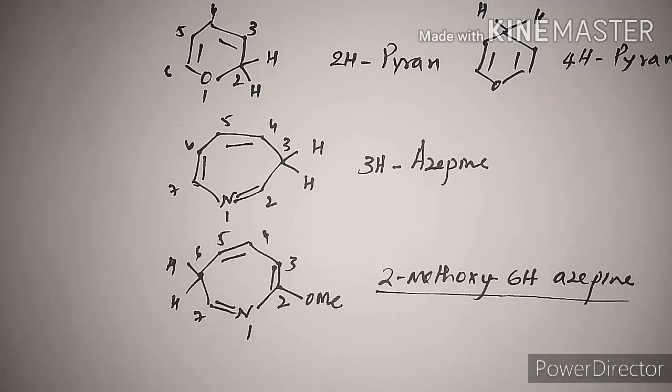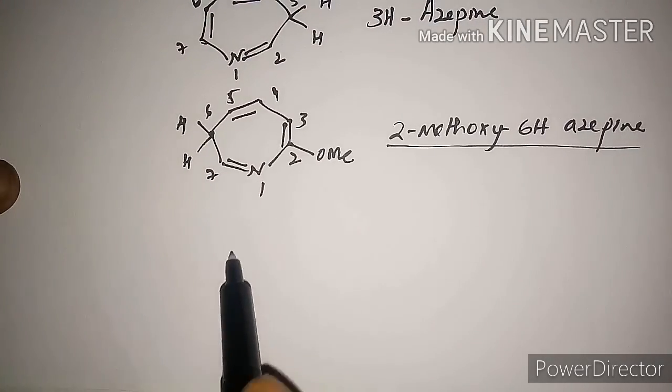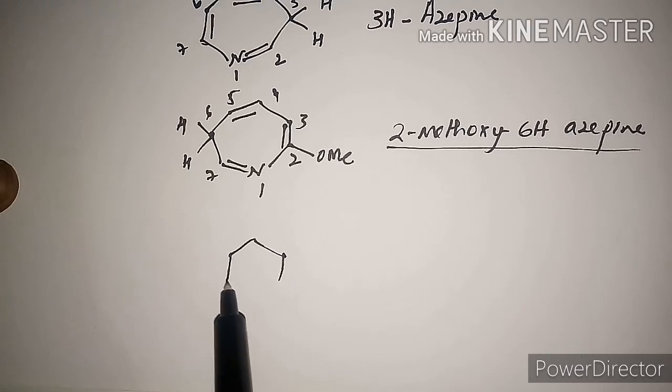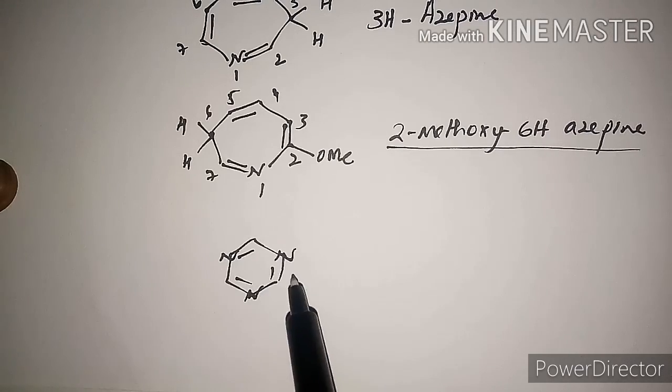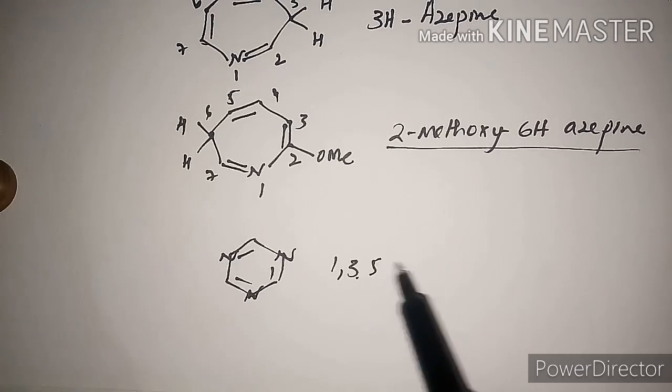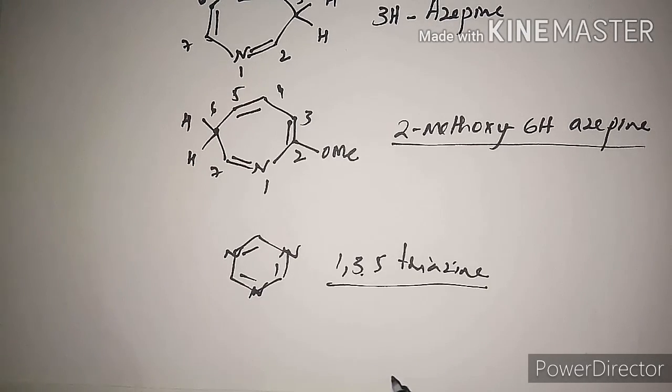So this is how we need to go about naming a heterocyclic system, whether it is saturated or unsaturated, whether it contains oxygen, sulfur or nitrogen, whether it contains two heteroatoms or three heteroatoms, and so on. If it contains three heteroatoms, we can write 1,3,5-triazine. So it is azine, INE, for a 6-membered system.